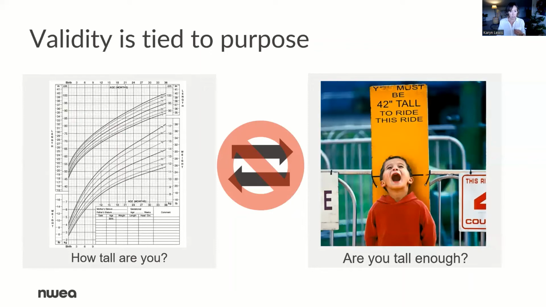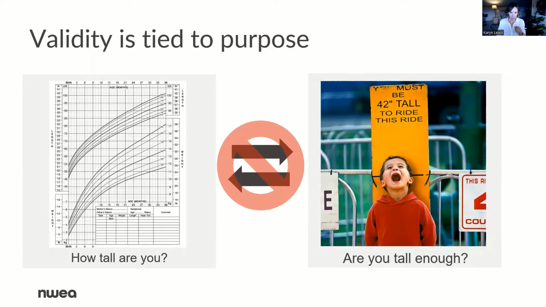Another reason, besides leading to different data, that assessment purpose matters is that validity is inherently tied to purpose. Measures are validated for a very specific purpose, and that established level or evidence of validity is called into question when those measures are used for other purposes.